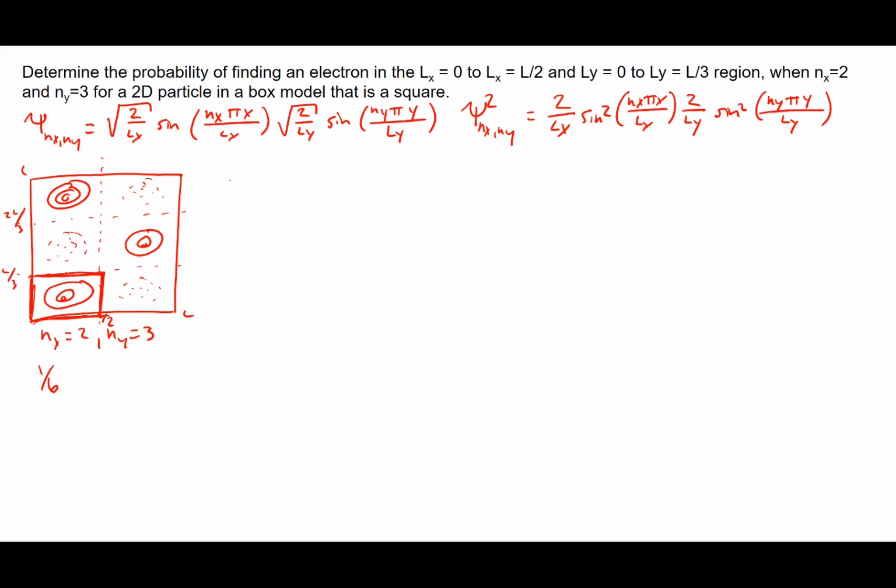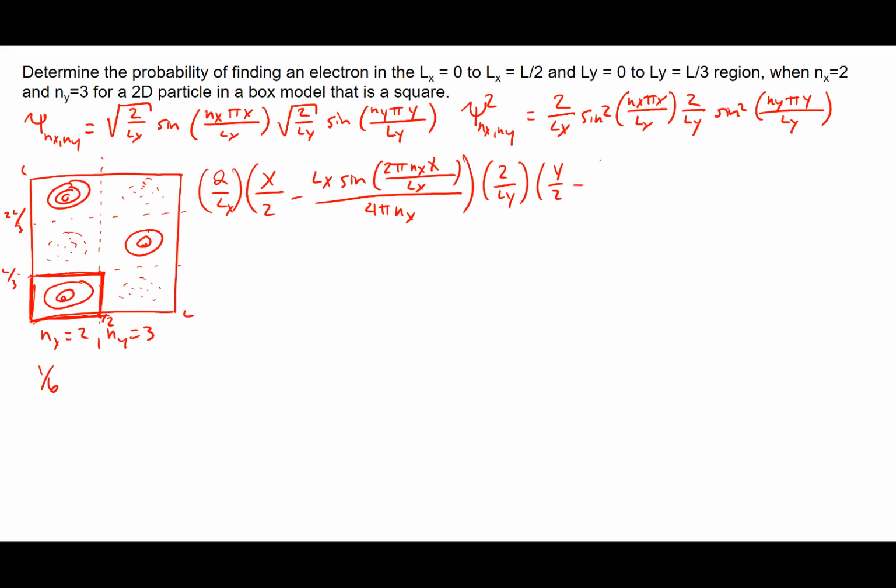So if we go ahead and do the integration, what we get then is 2 over Lx times the x position over 2 minus Lx times the sine of 2 pi nx times x over Lx over 4 pi nx, times 2 over Ly times y over 2 minus Ly times the sine of 2 pi ny times y over Ly over 4 pi ny. So that right there is simply the equation that we have.